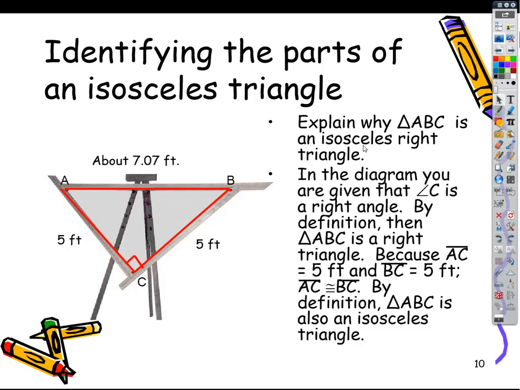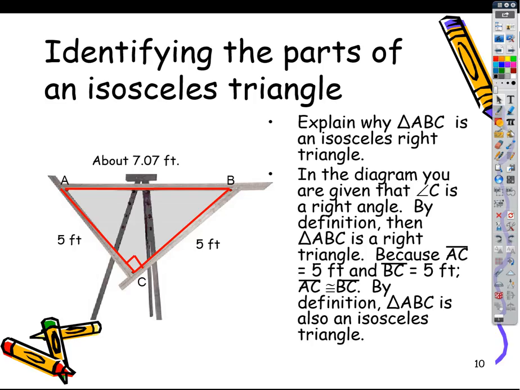Isosceles is referring to what? Sides or angles? Sides. Yeah, it's all about the sides, isn't it? And then the right triangle tells us about the angles, doesn't it? So somebody tell me, why is it that this is isosceles? What do you think, Lexi? Why is this isosceles?